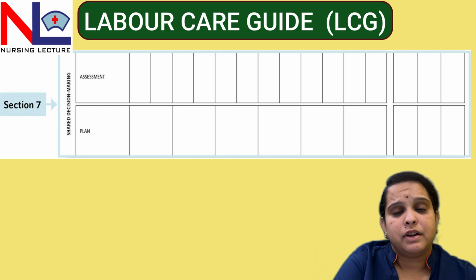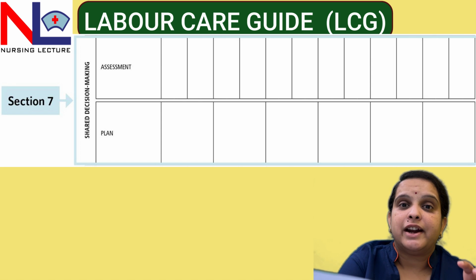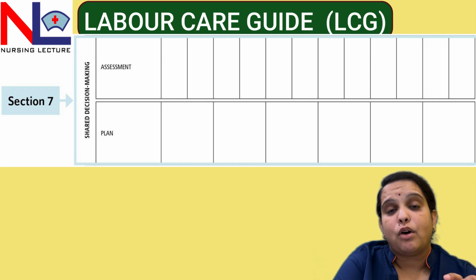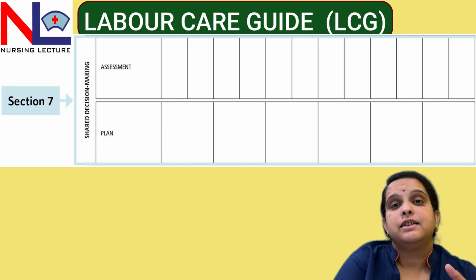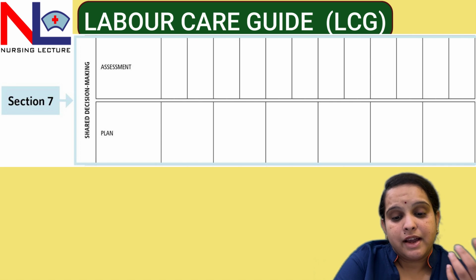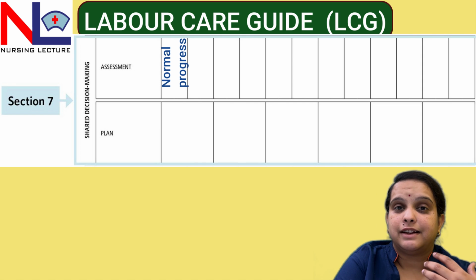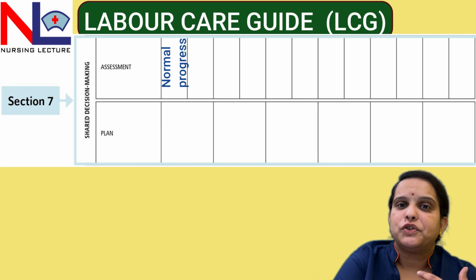And the last column, which shows the overall assessment and the planning section, is called shared decision making. It means this column represents that whatever findings we get through all these clinical features, we have to assess and record it. Suppose all the findings come under normal, then we can write here that there is a normal progression of labor, and this is our assessment. And the plan is that we are continuing monitoring the progression of labor.